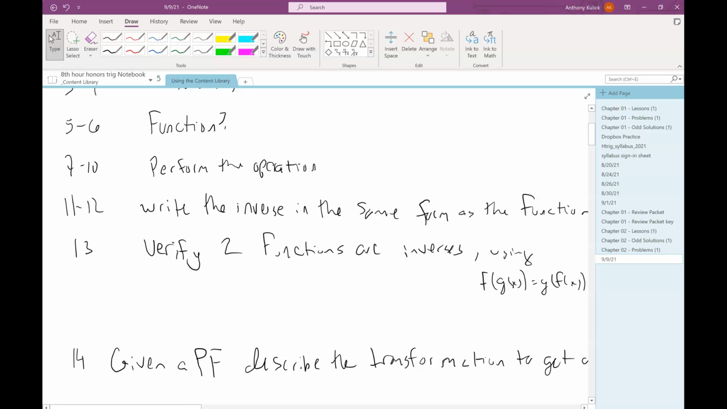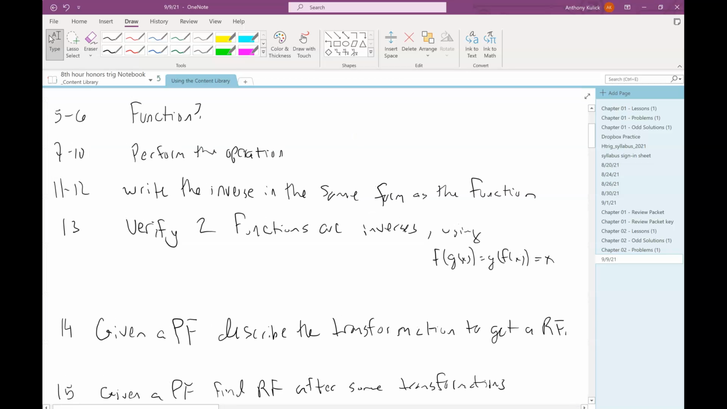The next four questions will be like I'll give you some functions and ask you to perform the indicated operation. So like addition, subtraction, multiplication, division, composition, like do something like f times g or whatever.